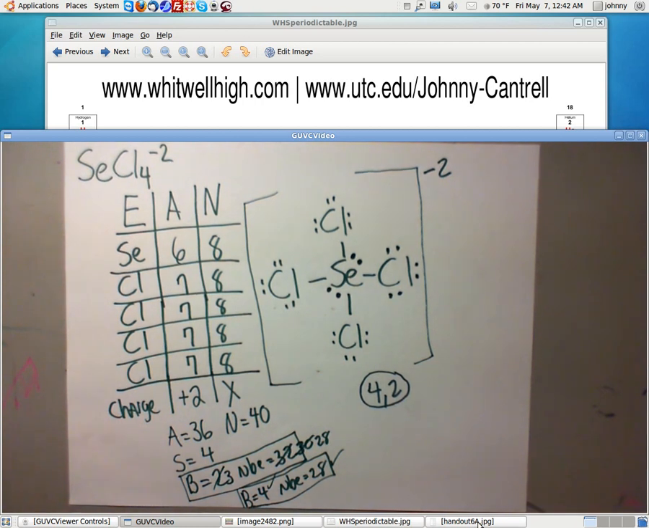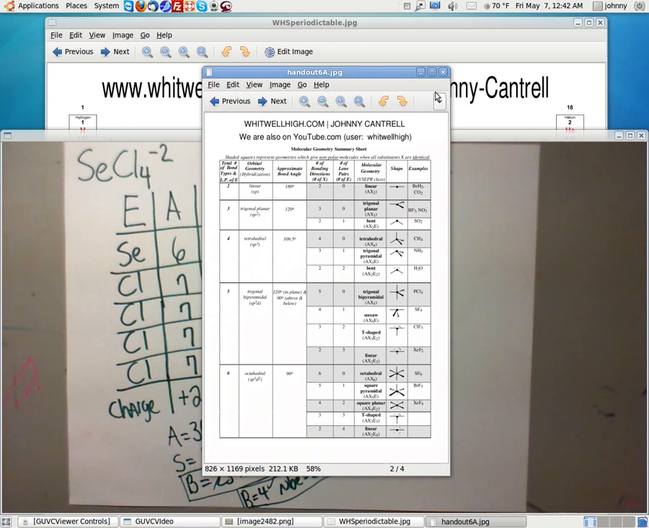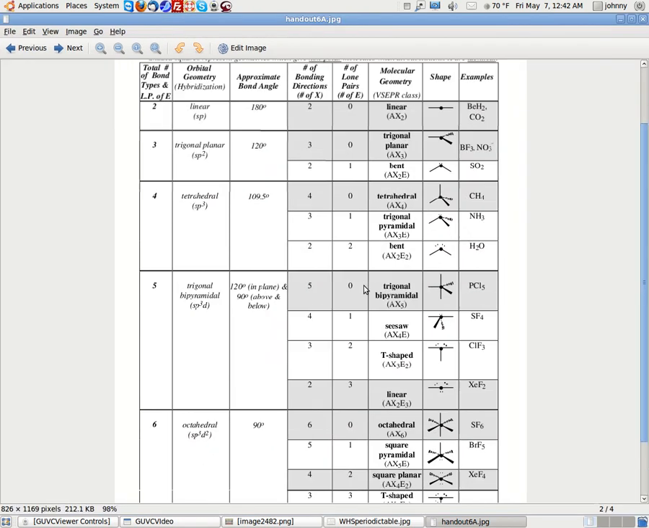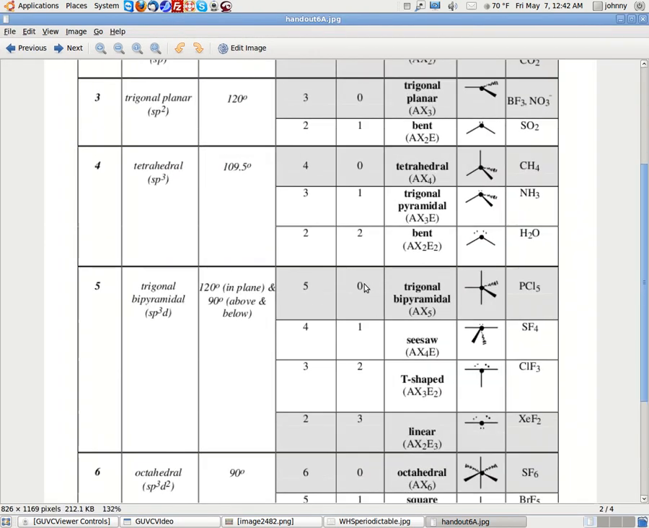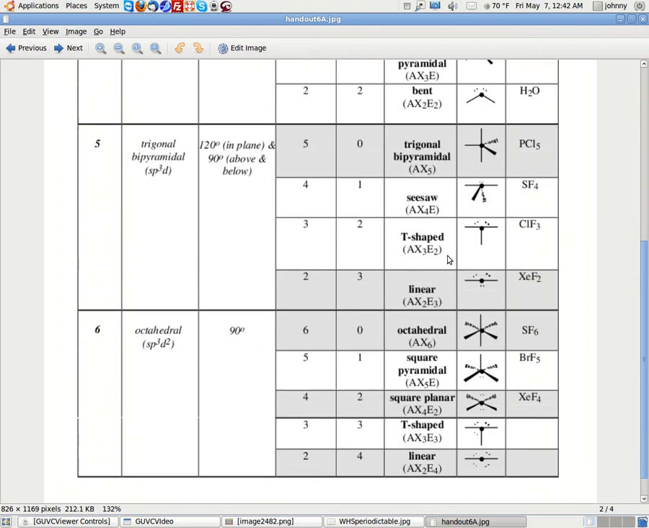So let's pull up handout 6A. If you'll look at handout 6A, to find a 4-2, you have to go all the way down here. 4-2's right here. Notice that it's lightly gray. That tells you it's nonpolar. So we need to make a list of some things here.